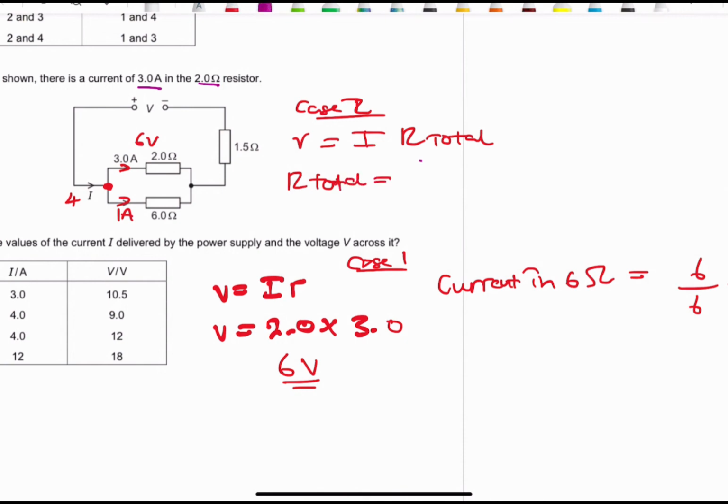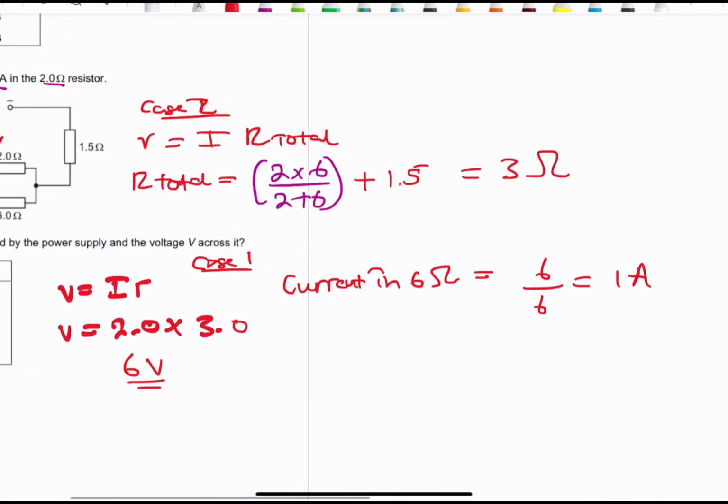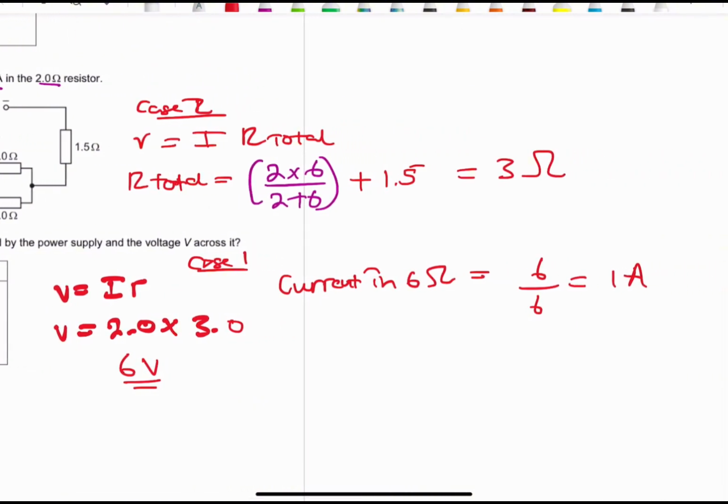So R total is basically going to be, those two which are in parallel, 2 times 6 divided by 2 plus 6, right? And we're going to add the one that is in series, which is 1.5. That's going to give us a total of 3 ohms. So it's going to be 3 ohms flowing across the whole circuit, right?